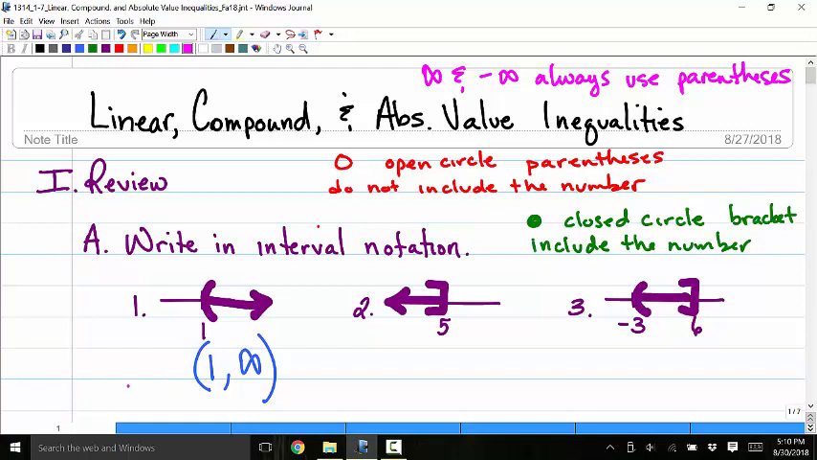So number 1, the graph here, you start at 1 with a parenthesis and you go out to infinity with a parenthesis. Number 2, where are you going to start? You're going to start on the left at negative infinity, which always has a parenthesis, and you're going to stop at 5 with a bracket. On number 3, you're going to start here at negative 3 with a parenthesis, and you're going to stop at 6 with a bracket. Hopefully that is all a review.